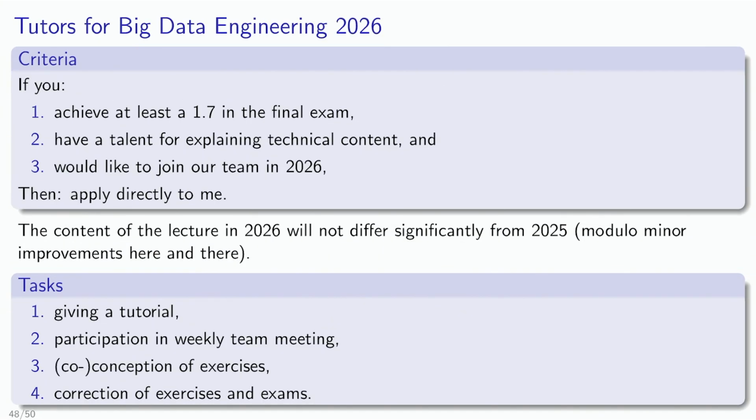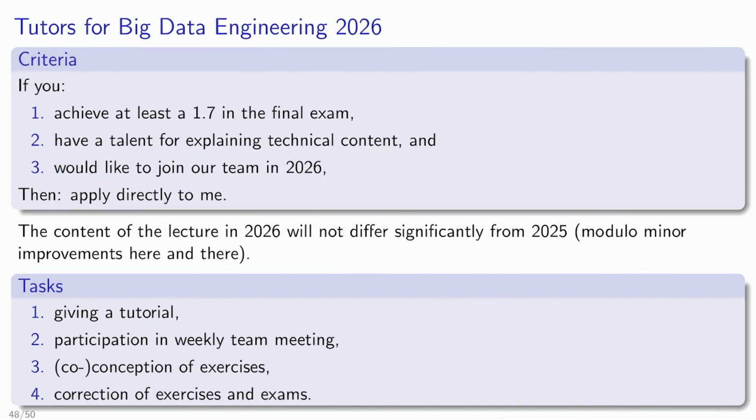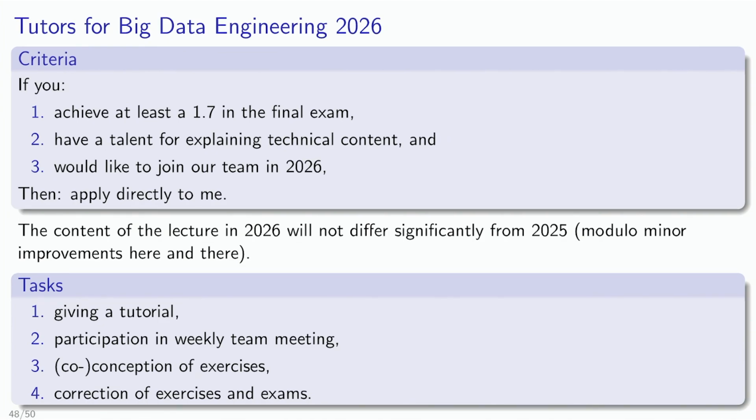Just a little bit about the next iteration, in summer. We will look for tutors at some point. If you're interested, those are our criteria. You should have at least a 1.7 in the final exam. Have a talent for explaining technical content, or be interested in learning more about tutoring and explaining, and you would like to join our team, then apply directly to me. Just send me an email, but wait for the final exam, of course.